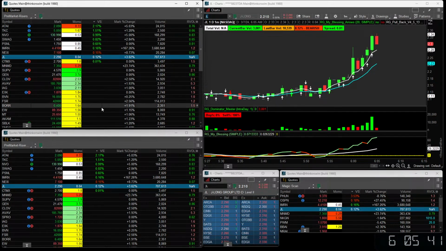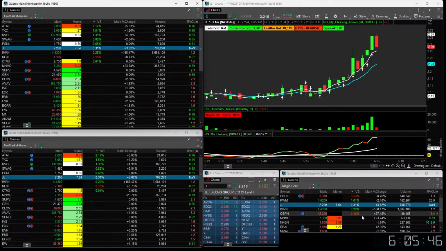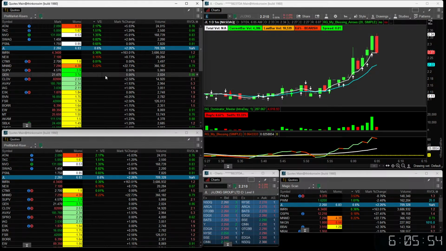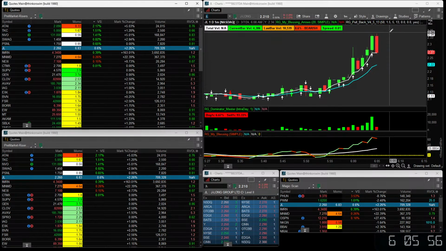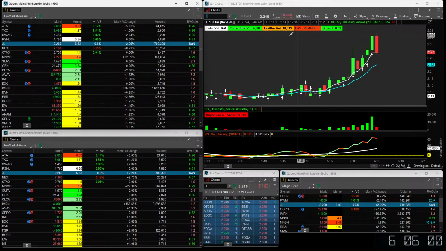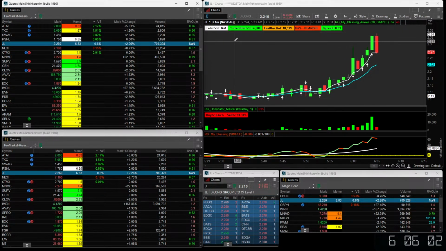Continuing to watch the volume spike columns for anything that's moving. Not going to mark the pullback here because of the low volume.